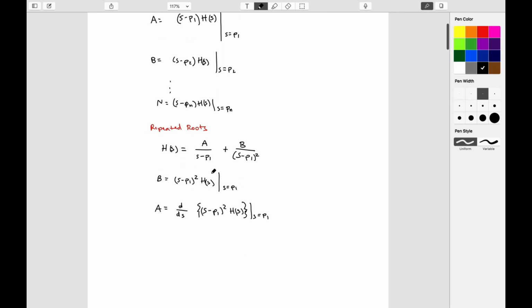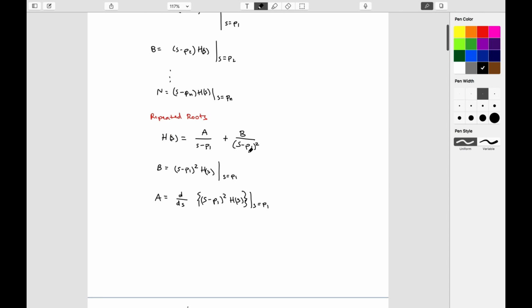On the other hand, if I have repeated roots, for example, if I have s minus p1 and s minus p1 squared, or in particular, let's write out, the original H(s) would be something, which I'll just denote as asterisk, over s minus p1 squared. And when I take the partial fraction expansion, what I need to notice is that I have two roots here, and so I need to have two components here. And so I do that by taking both the square and the single.